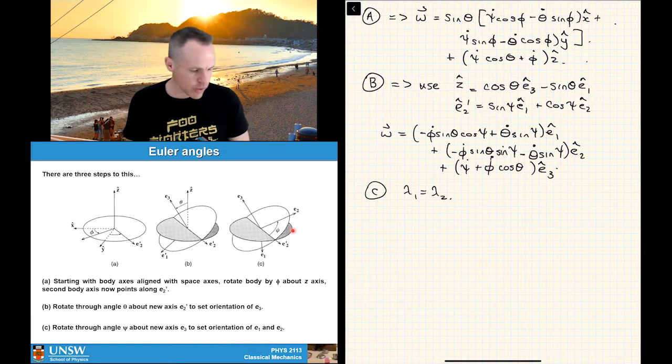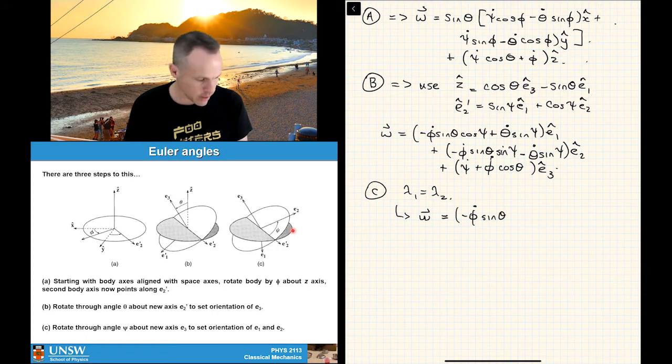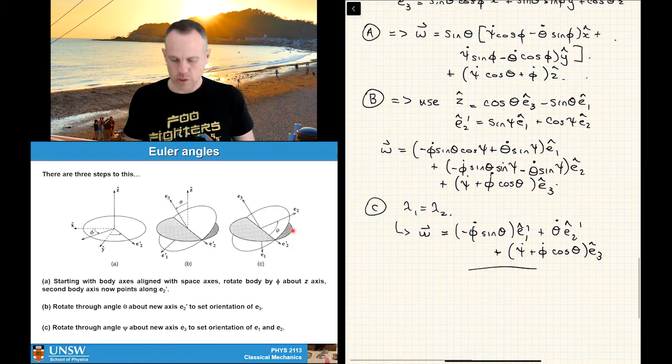And so if I do that, I can get an expression on the end here, which is the one that I'm going to continue using for the rest of this lecture. It's minus phi dot sine theta e1 hat dash plus, this is a phi, actually it's a theta, theta dot e2 hat dash plus psi dot plus phi dot cos theta e3 hat, okay? And which of those three you would use depends on the specific problem.